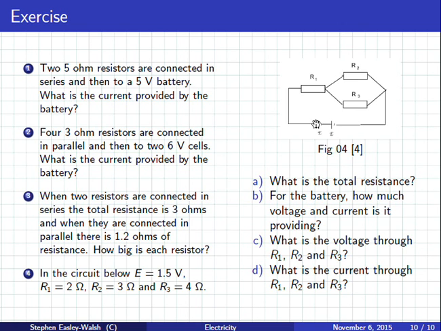Okay, what's the total voltage here in the battery? 6 volts. Now this is a 4 and this is a 4. Is the total 8? No. You have 1 over R, not 1 over 2. 1 over 4 plus 1 over 4. 1 over R equals 1 over 2. So what does R equal? 2.